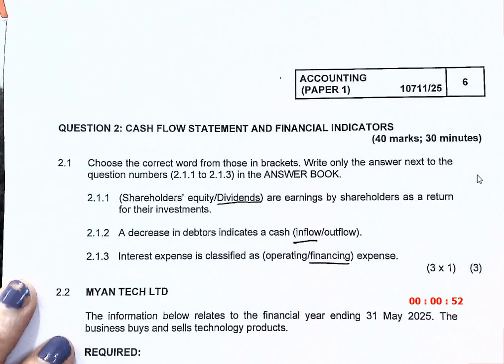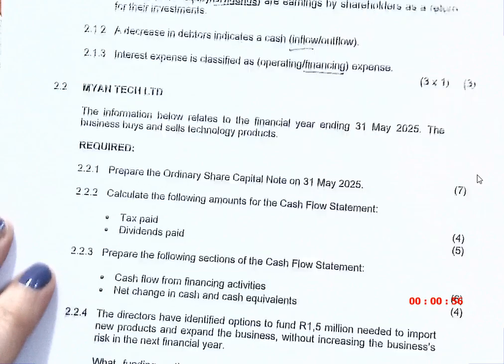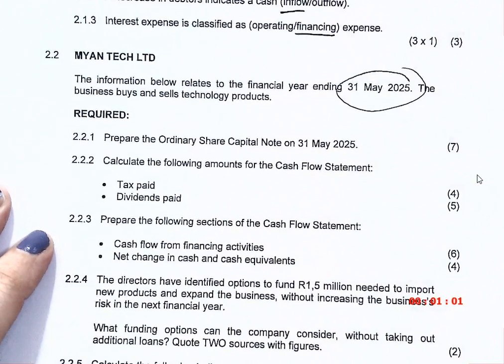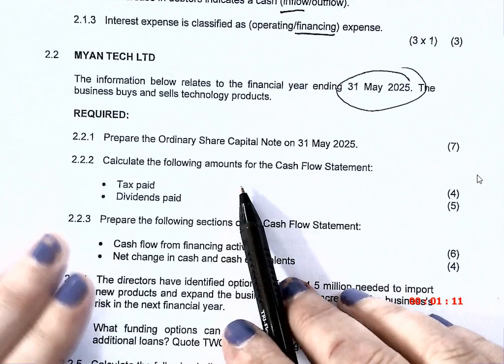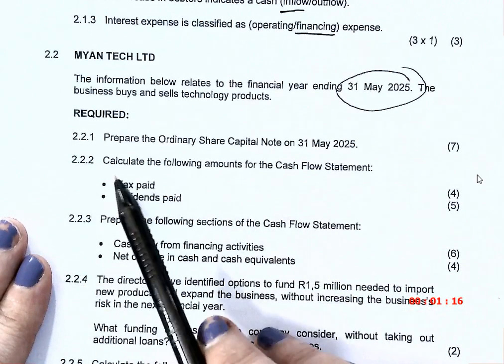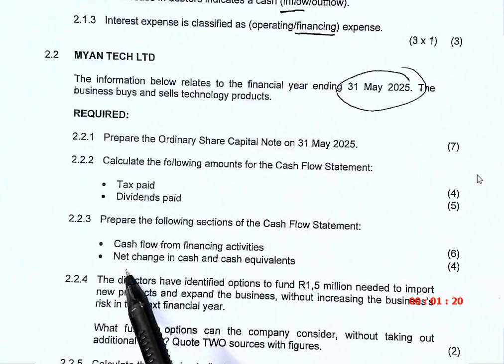Mayan Tech. The information below relates to the financial year ending. And can you see what he did here? He made the financial year a weird one. We have never done that. It's always 28 February or 30 June. Right? So now, please be aware of that. Prepare the ordinary share capital note and the following cash flow sections. And then there's questions.